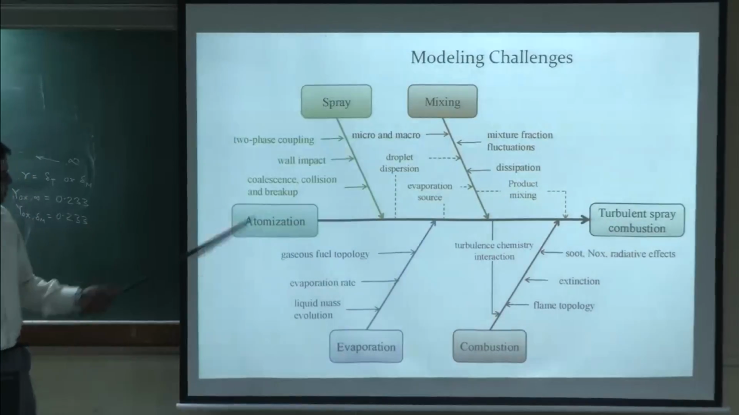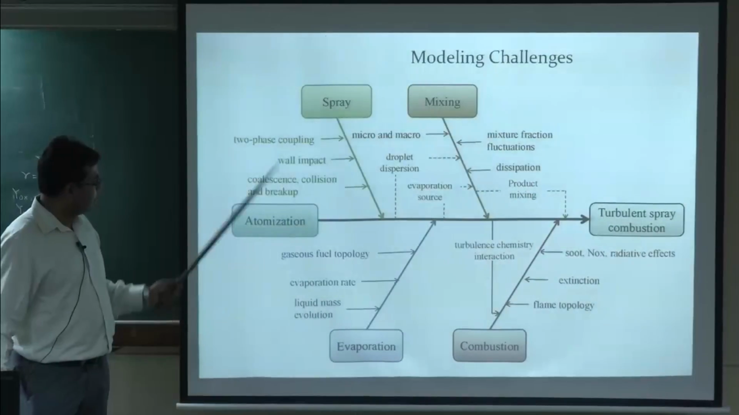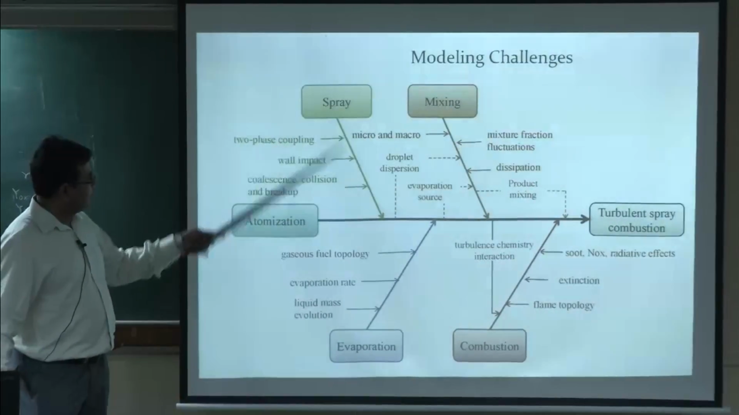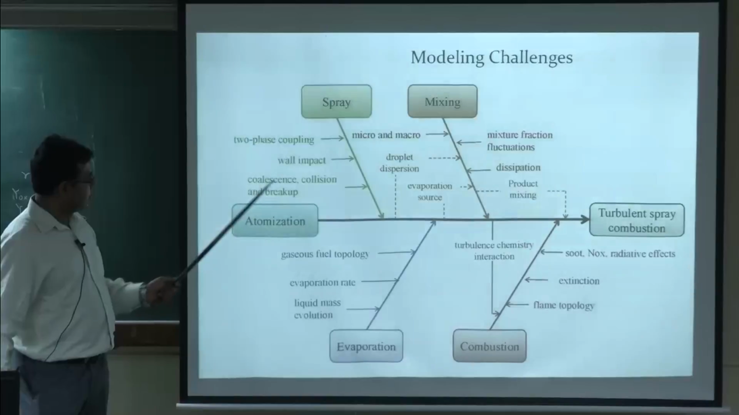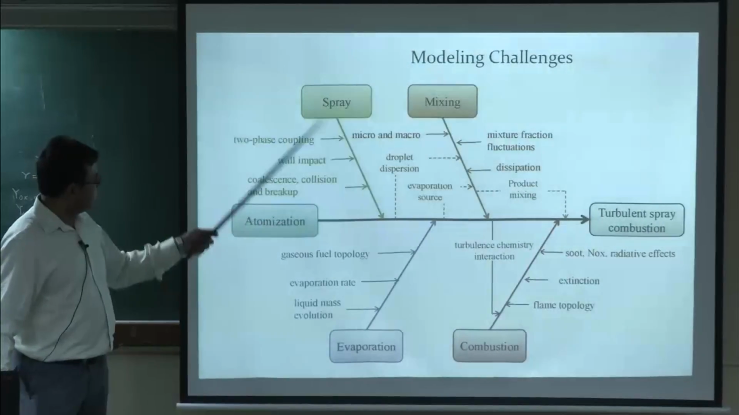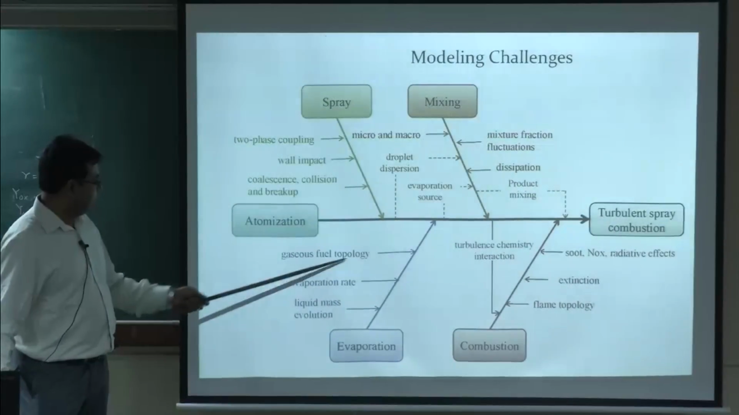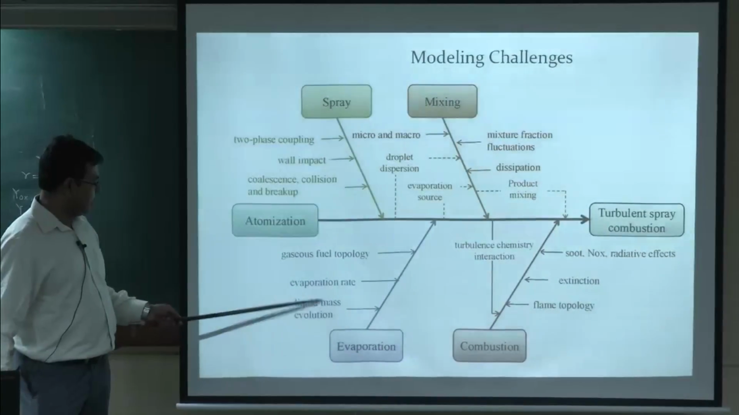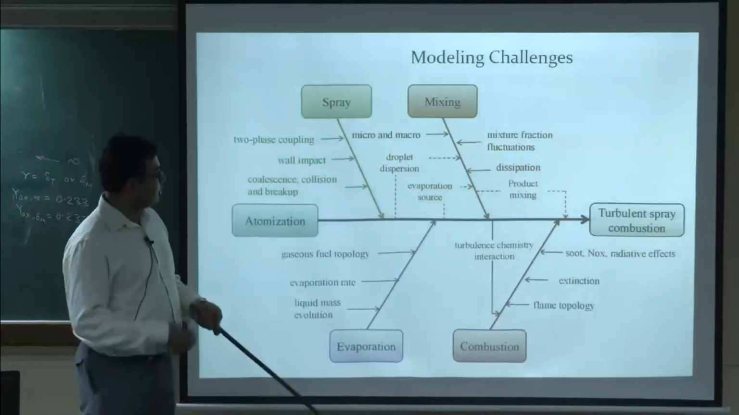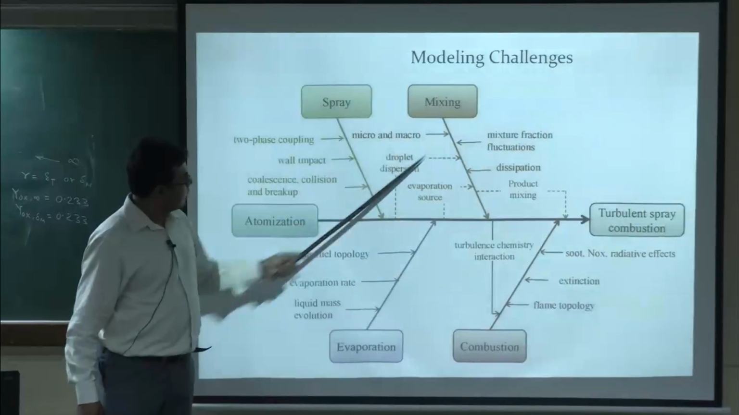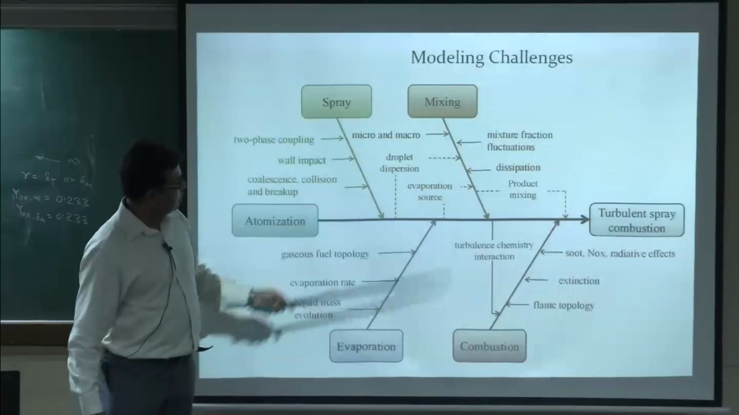Yeah, so this is basically a diagram where you see that from atomization to turbulent spray combustion, there are different physical processes like the spray formation, and then we have the two phase coupling, then wall impact, coalescence, collision and breakup. So, this is one aspect. Then we have the evaporation of the liquid fuel. So, it depends on the gaseous fuel topology, evaporation rate and then liquid mass evolution. Okay. The mixing, so mixing of the evaporated fuel with the gas phase. So, the mixture fraction fluctuations, dissipation. So, these are the different sub processes that are present.